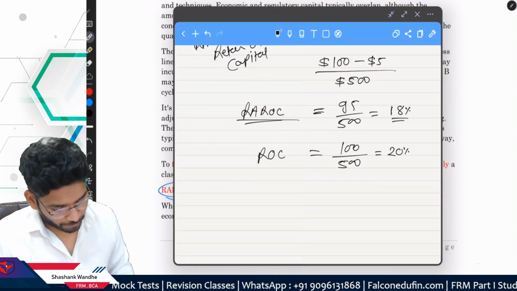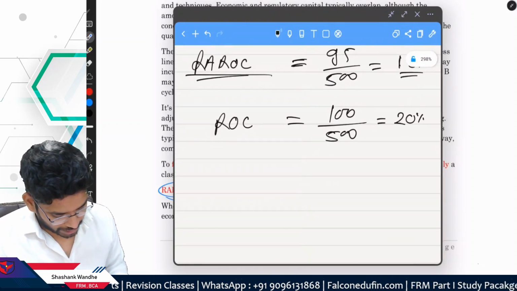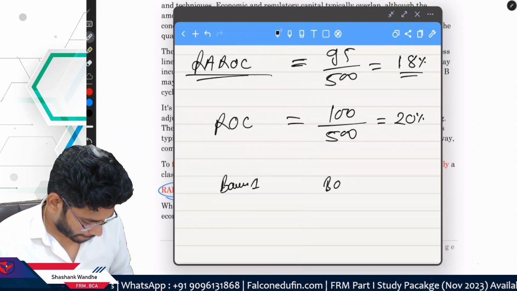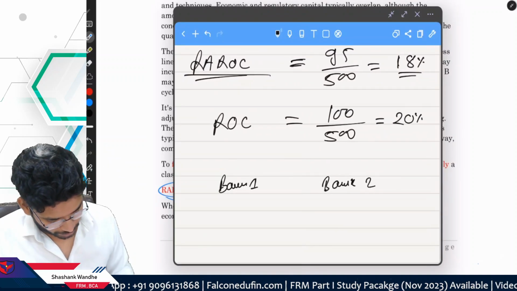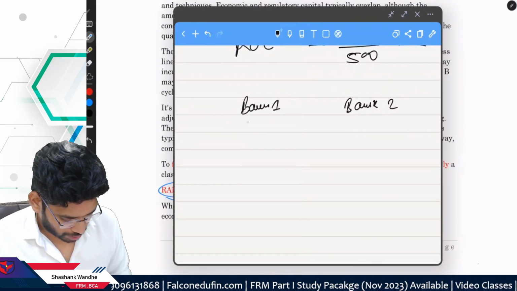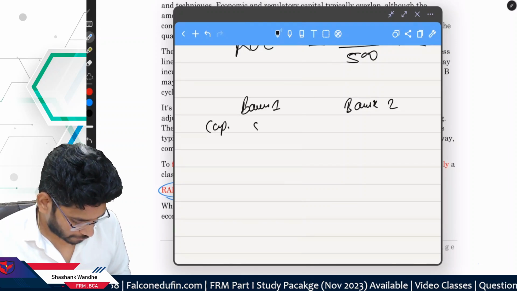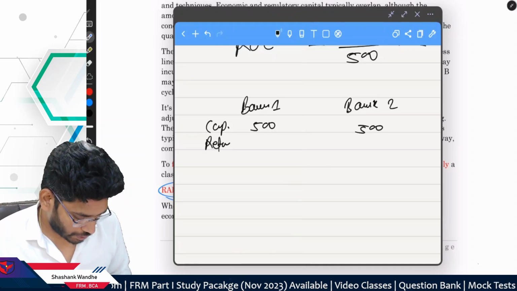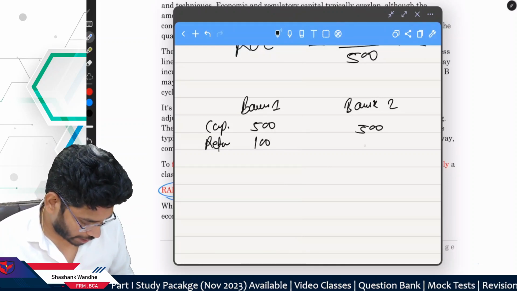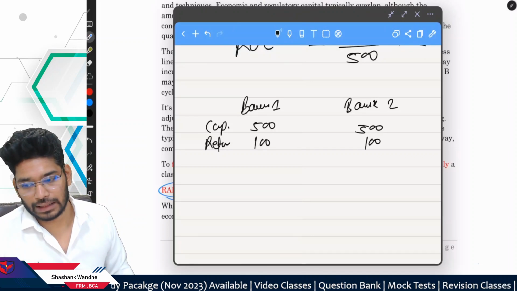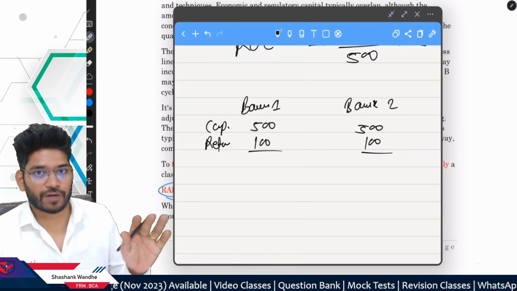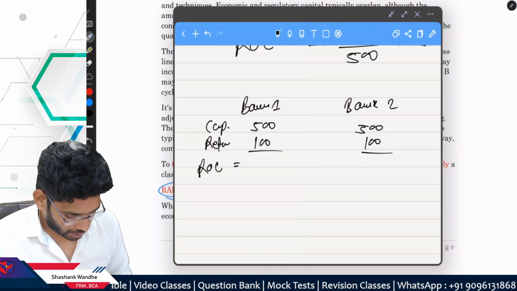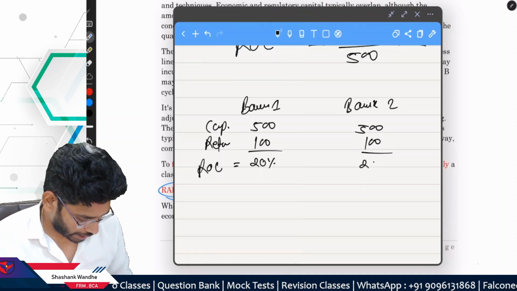Now let's take the example of two banks. Okay, so there is bank 1, bank 2. Both have the capital base of 500 million. Both the banks produced return of 100 million. Fine. Now here, if I just provided this much information, based on this, if you calculate the return on capital, you will say, okay, so both the banks are able to produce 20%.